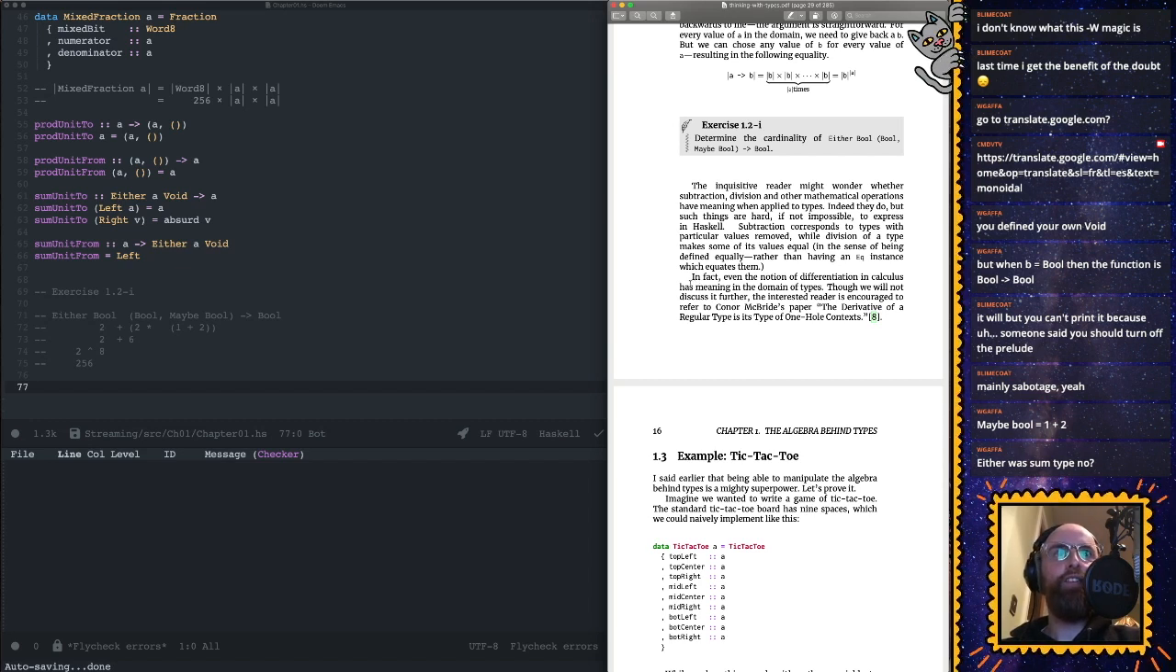In fact, even a notion of differentiation in calculus has meaning in a domain of types, though we will not discuss it further. The interested reader is encouraged to refer to Conor McBride's paper, The Derivative of a Regular Type is its Type of One-Hole Contexts.